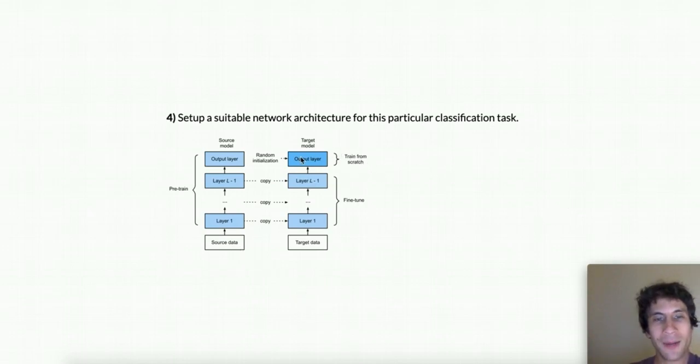Then we will train the output layer from scratch with randomly initialized parameters while simultaneously updating the parameters of all the other layers on our own data set.